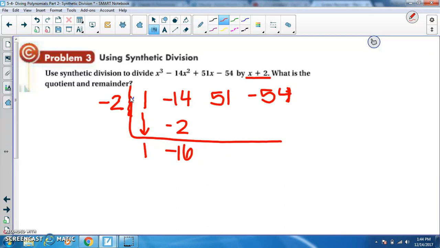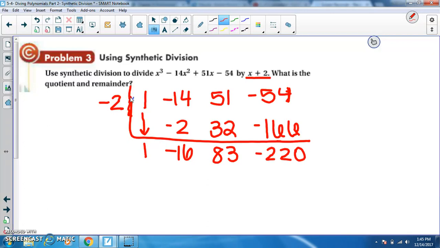negative 16 times negative 2, which is 32. Add down the column, I get 83. 83 times negative 2 is negative 166. I add down the column and I get negative 220. Now, these are the coefficients of my quotient.